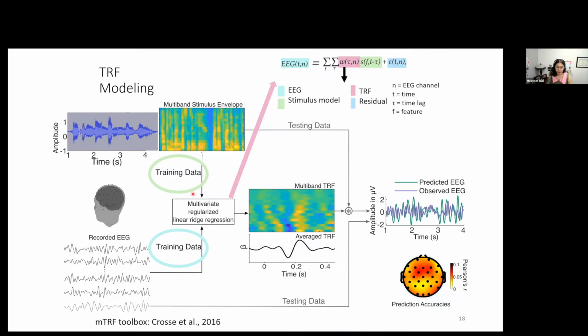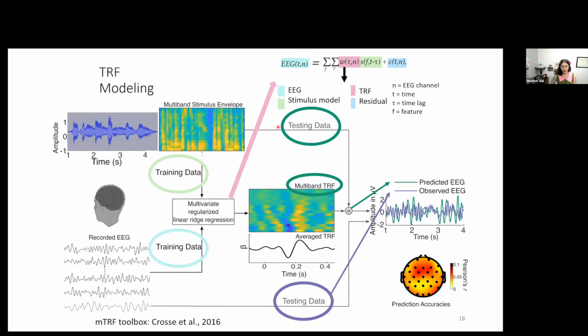The TRF itself, the formula I've got up here, ultimately what we do is we derive that TRF, which you can see here. And we take that left out data, in this case, that minute of data, we take the minute of the stimulus and we use that to derive a predicted EEG, and we look at that relative to the observed EEG. So we're taking the temporal response function, getting a predicted EEG, correlating it with the observed EEG, and ultimately identifying the prediction accuracy is what we call this.